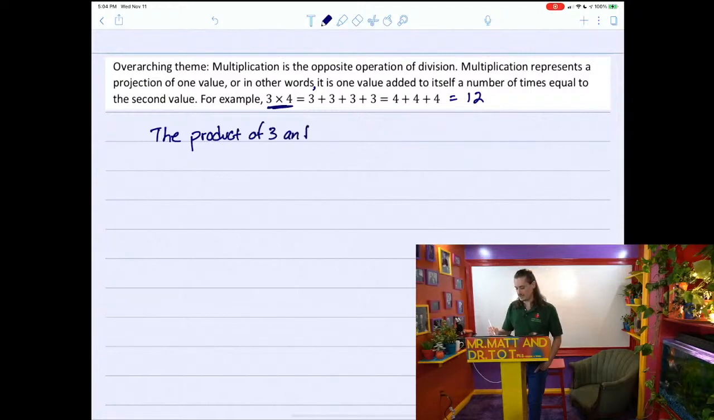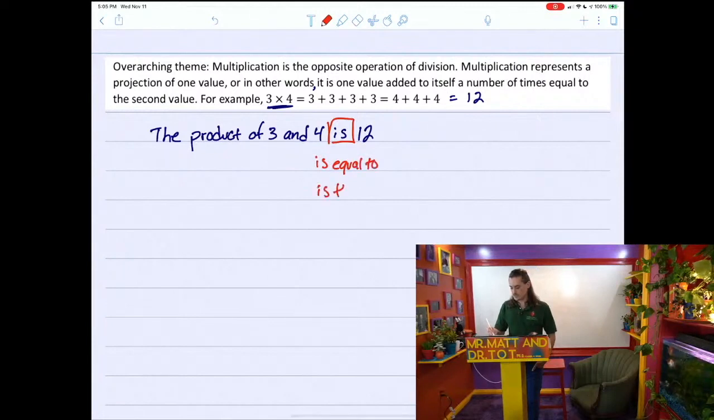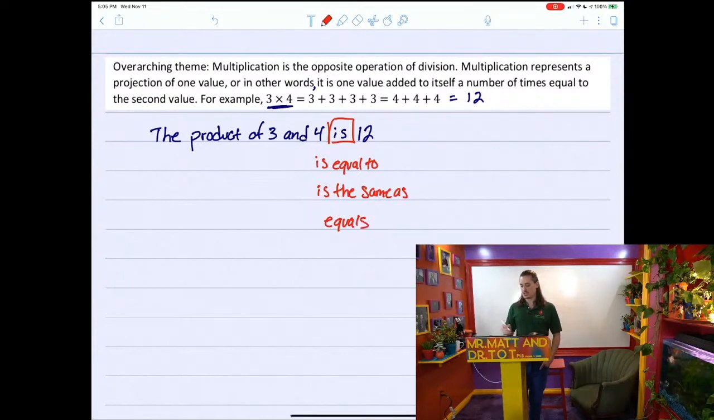So if we were to write that out into English, and that's really important to understand, how to convert from math to English or vice versa. You're going to see that a lot on the PSAT and the SAT. And remember that all of these words, is equal to, is the same as, equals, all of that connotes the equal sign. So everything on one side will be before that word, that identifying word or phrase. Everything on the other side will come after that word in the English statement. So the product of 3 times 4 is 12.